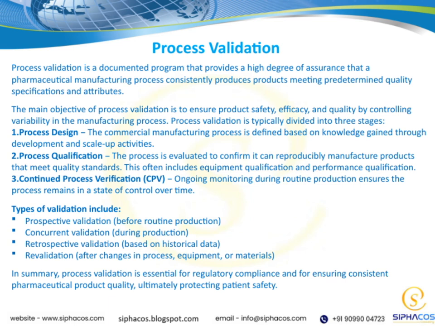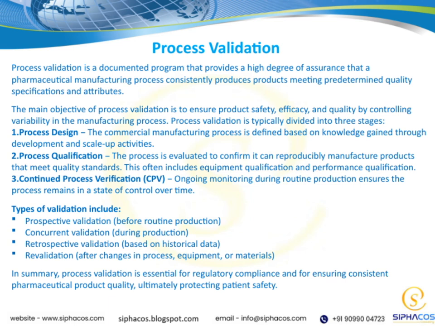The first is process design, where we define the manufacturing process based on what we've learned during development and scale-up activities. It's about setting the foundation for consistent production. Next is process qualification. Here, we evaluate the process to confirm it can reliably produce products that meet our quality standards. This step often involves qualifying the equipment and verifying that it performs as expected. The third stage is continued process verification, which is all about ongoing monitoring during routine production. This ensures the process stays in control over time and continues to produce quality products consistently.